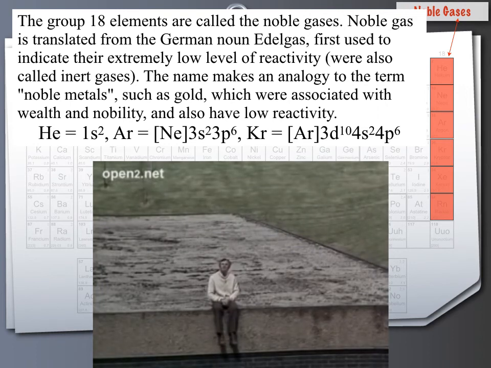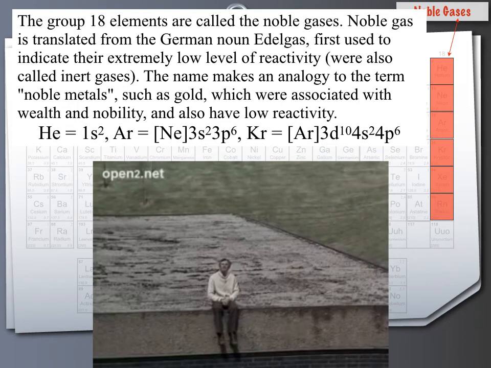Now, the group 18 elements are called the noble gases. That is translated from the German noun Edelgas, which was first used to indicate extremely low reactivity. They were also called inert gases, which means not reactive. The name makes an analogy to noble metals such as gold, which were associated with wealth and nobility and also with low reactivity.